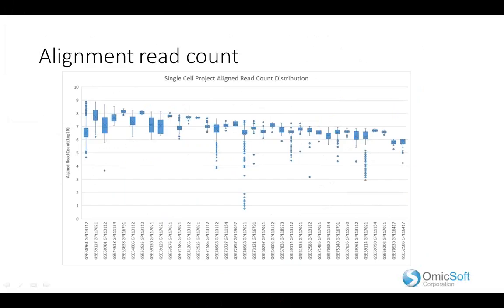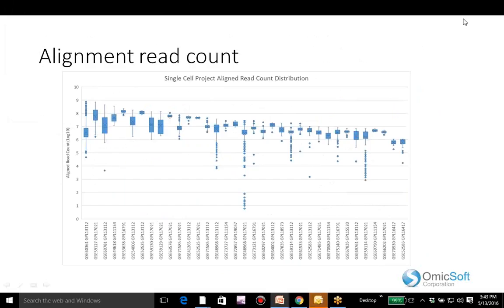You can see in general that this is a log 10-base scale, so log 6 is 1 million reads. The majority of the studies have achieved that. But the problem is the coverage is generally low. The majority of these studies have coverage only 20%.